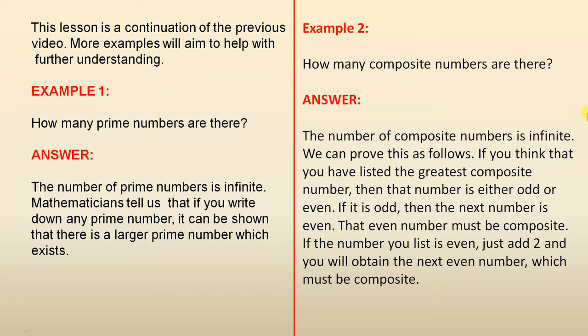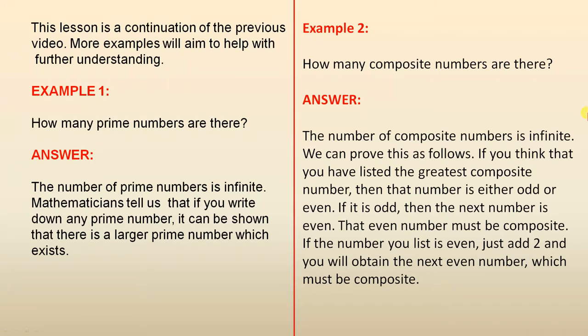Mathematicians tell us that if you write down any prime number, it can be shown that there is a larger prime number which exists. So basically, the number of prime numbers is infinite, and mathematicians do have a proof for it, but it's very complex.